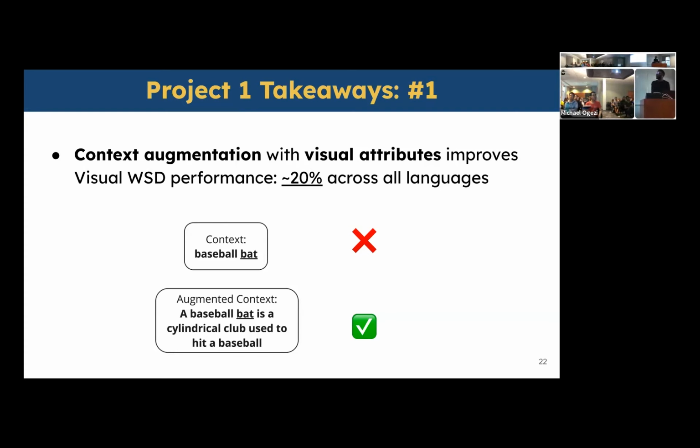So what are the takeaways from project one? I see that context augmentation is very important, and we observe a 20% increase in performance across all languages. And yeah, that's it. Having a baseball bat is a cylindrical club performs surprisingly better than having just a baseball.